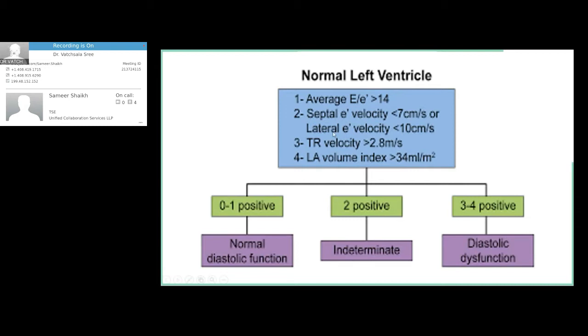So actually at this point in time, I would like to stress that when we are making a diagnosis of diastolic dysfunction in someone with preserved ejection fraction, it is actually very cumbersome. If you apply these 4 rules to an individual whose EF is normal, not many actually qualify for diastolic dysfunction, and they have to have at least 3 to 4 parameters positive to brand them as diastolic dysfunction.